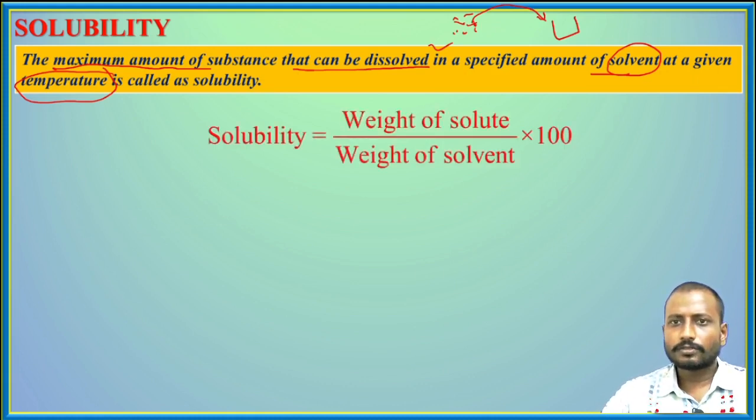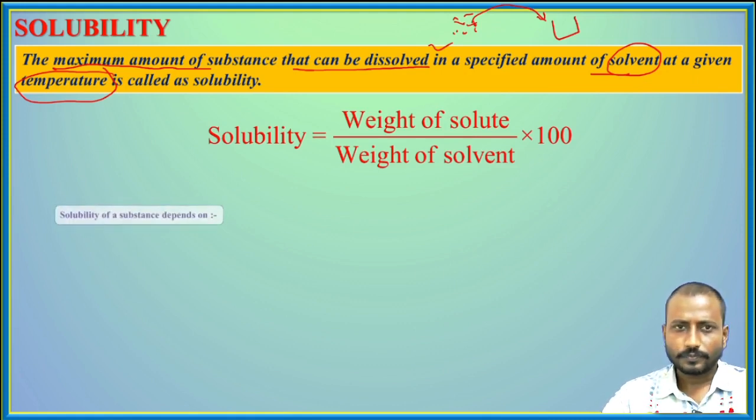So, we have the formula: solubility is equal to weight of the solute by weight of the solvent into 100 grams. We estimate solubility per 100 grams. So, the maximum amount of substance that can be dissolved in a specified amount of solvent at a given temperature is called solubility. Solubility has the formula weight of the solute by weight of solvent into 100.